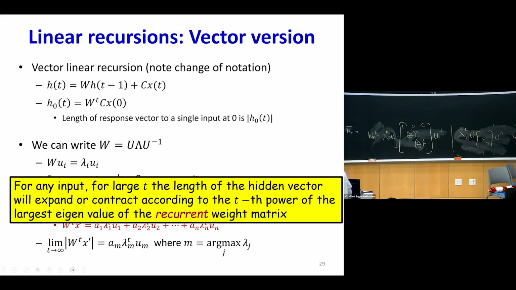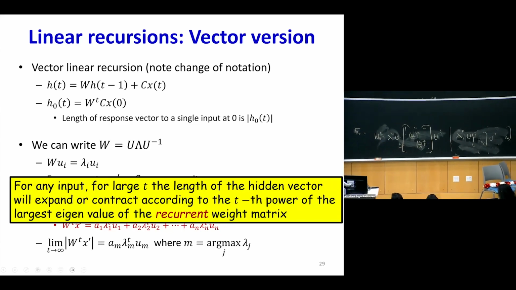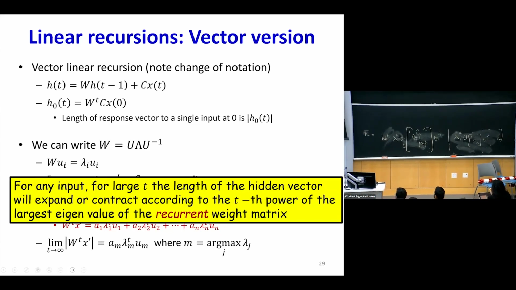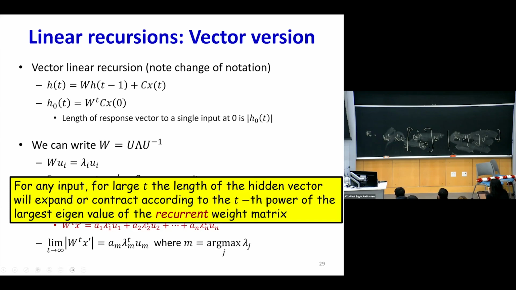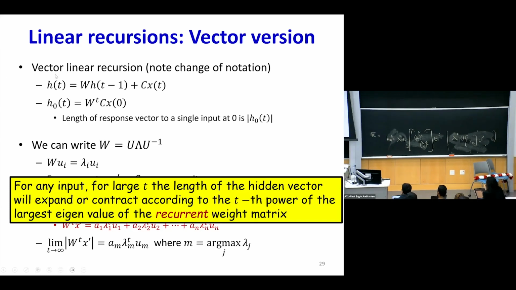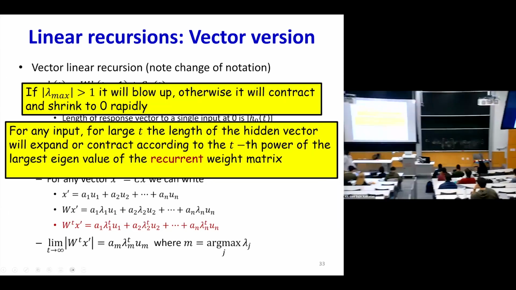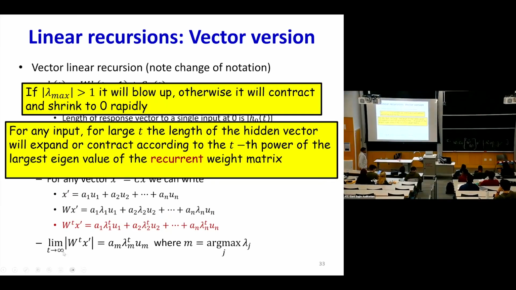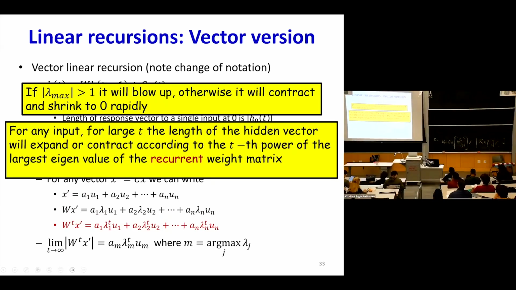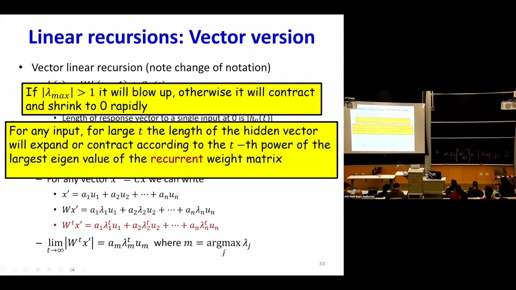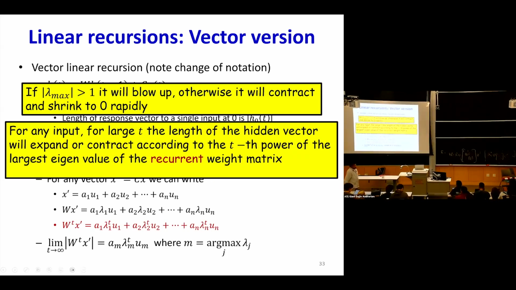For any large t, the length of the hidden vector will expand or contract only based on the largest eigenvalue. The rest can be ignored for the most part. And so if lambda max is greater than 1, this vector is going to blow up. If it's less than 1, it's going to 0. It's going to shrink, right?